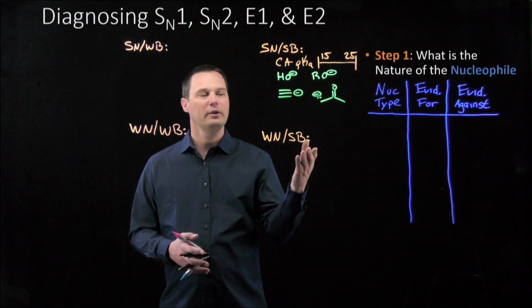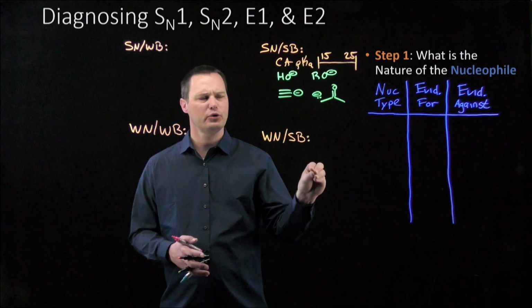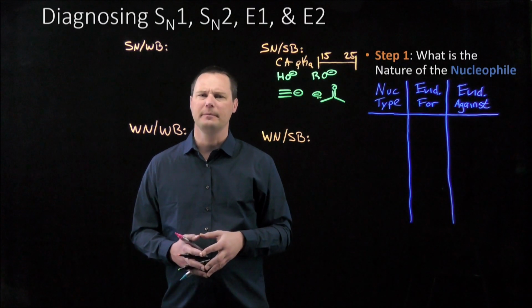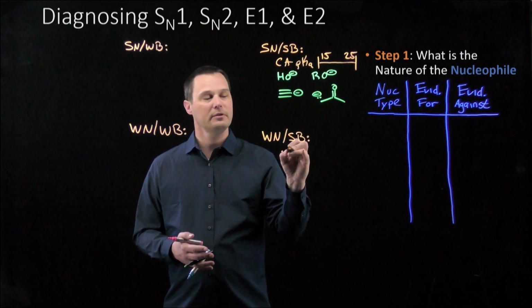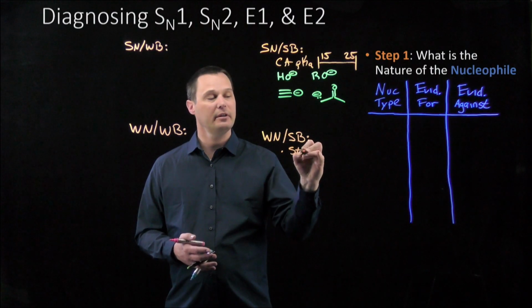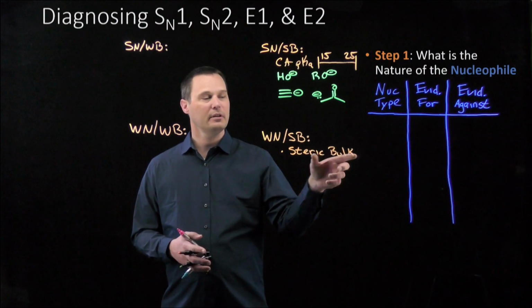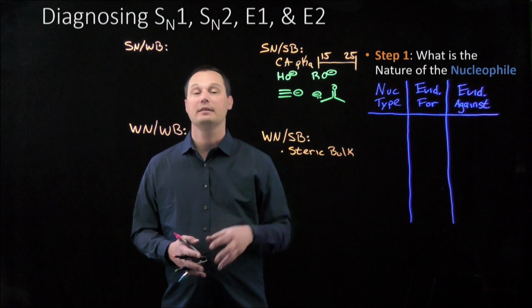Our next category is weak nucleophiles and strong bases. What would make something a strong base, but not a very good nucleophile? There's two factors why this might be so. The first is if the molecule is very sterically bulky, then it might be too sterically big to do a nucleophile reaction, but it can still act as a base.